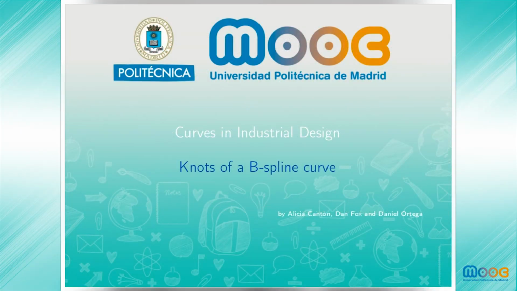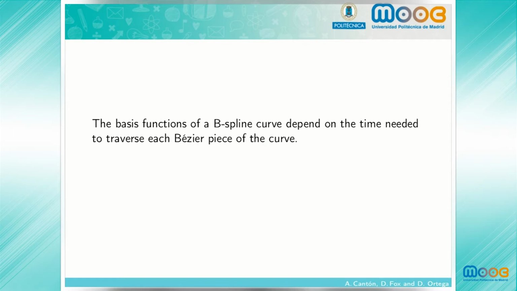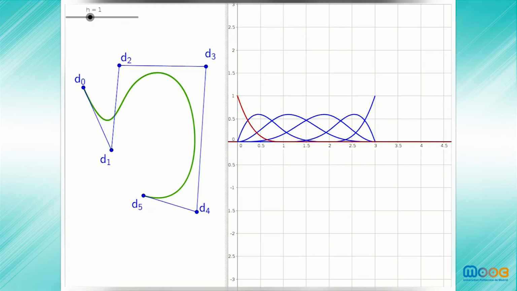Curves in industrial design. Notes of a B-spline curve. The basis functions of a B-spline curve depend on the time needed to traverse each Bezier piece of the curve. On the left of the screen, we can see a B-spline curve composed of 3 cubic Bezier pieces. h equals 1 means that the time needed to traverse each of the Bezier pieces is 1.